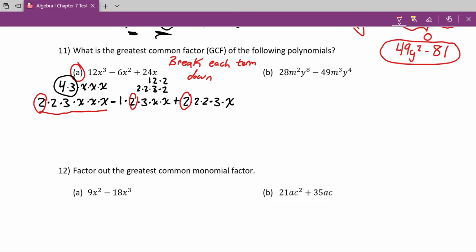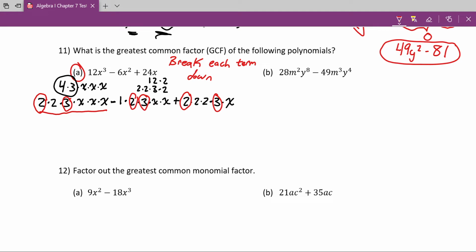So I'm going to look at this second 2 right here. If they each have a second 2, then I'm going to circle it. If not, I'm going to ignore that second 2. 12x to the third has a second 2. 6x squared does not have a second 2, so I can immediately ignore that second 2 and move on to the 3. So let's look at this 3. Does each term have a 3? Well, I know 12x to the third has a 3. I know negative 6x squared has a 3. And I know 24x also had a 3 in its breakdown.